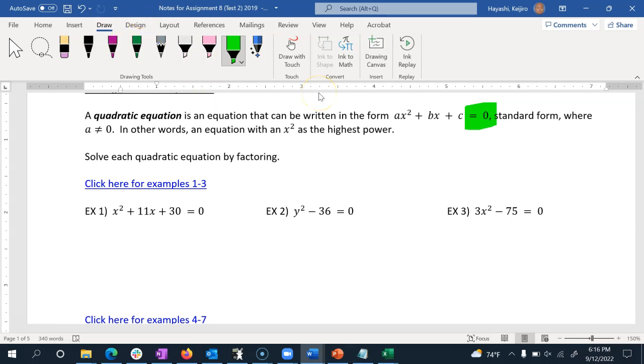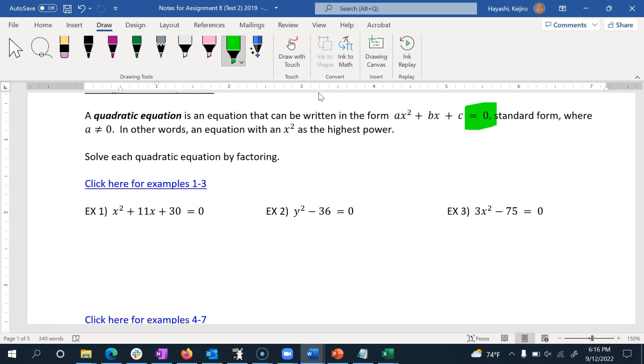There's just this stipulation that a should not be 0, because if a was 0, then this entire thing would disappear and you'd be left with a number times x plus c, which is not really a quadratic equation at all. So a should be some non-zero number. It can be negative, it can be a fraction, I guess, but it just shouldn't be 0.